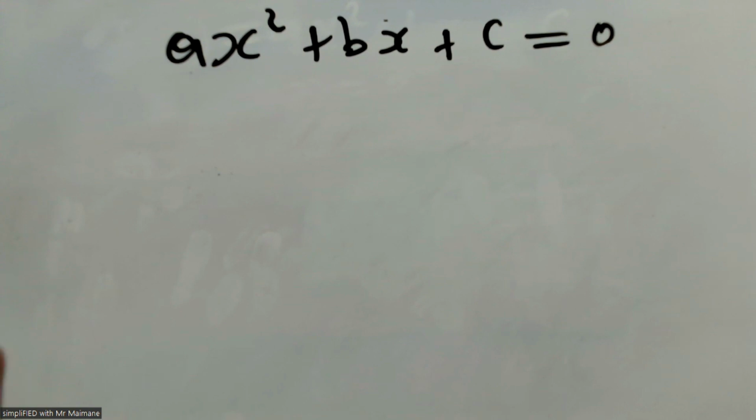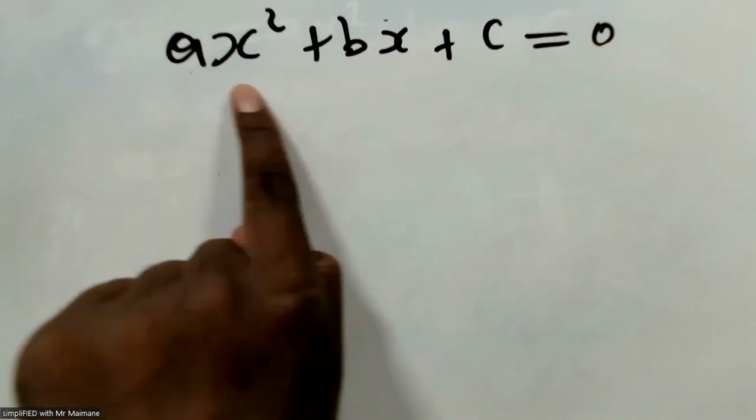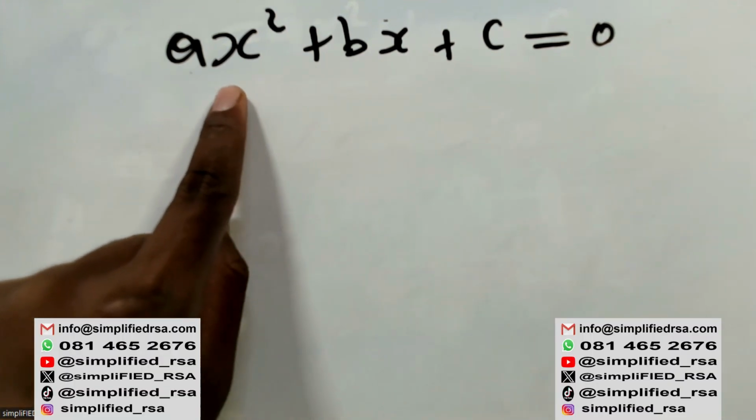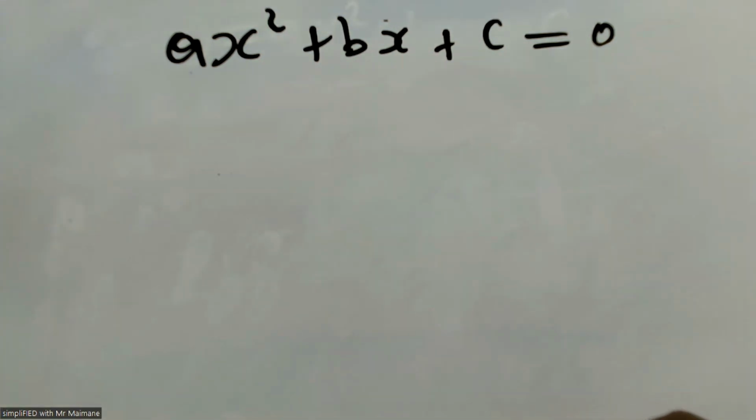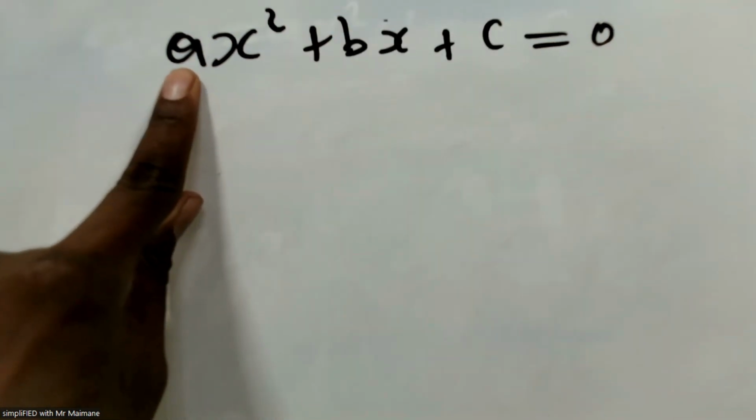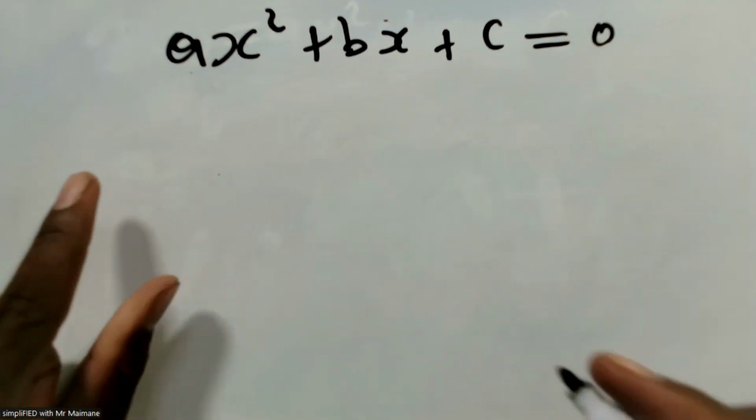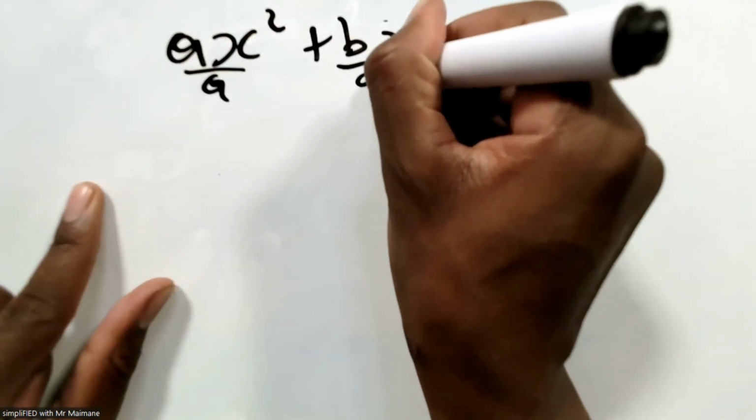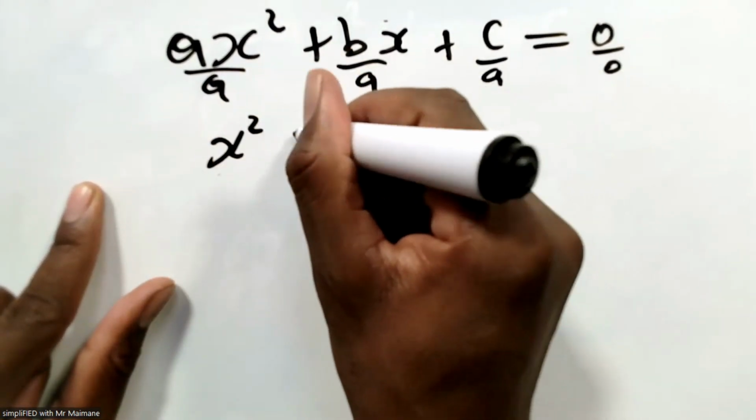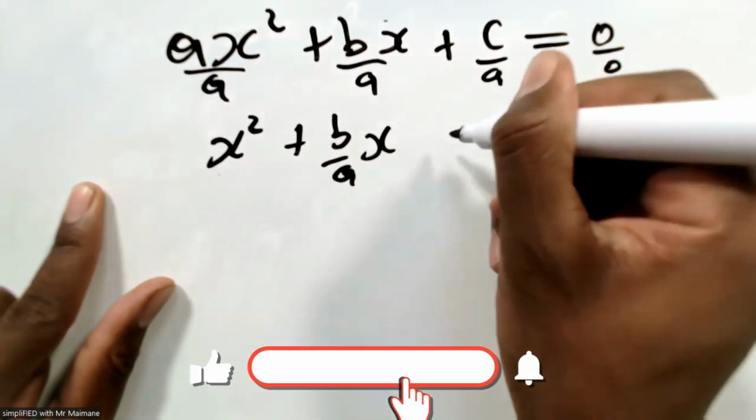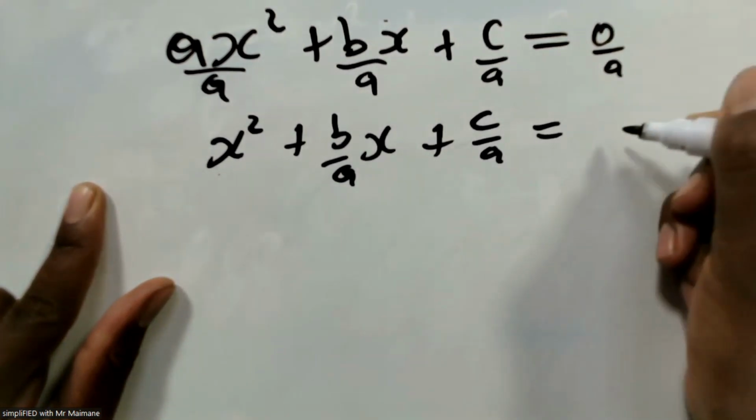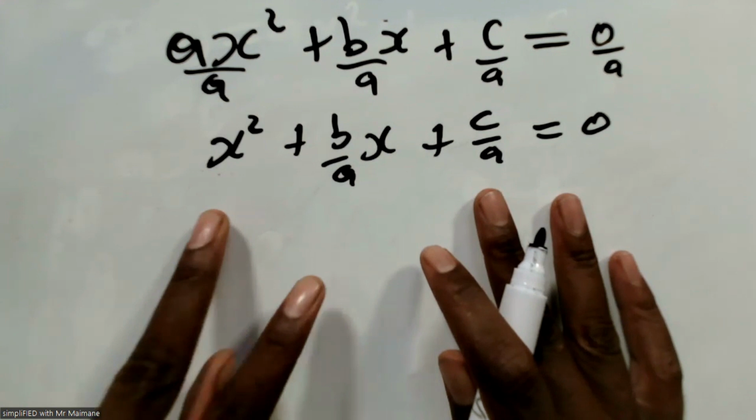The next step, I'm going to complete the square to solve for x. I'm going to solve for x of this quadratic function, when it equals 0, using the completing the square rule. To complete the square, the first thing I need to do is remove a, so I must divide by a throughout. If I divide by a throughout, I will have x squared plus b over a x plus c over a equals 0 divided by a, which is 0.